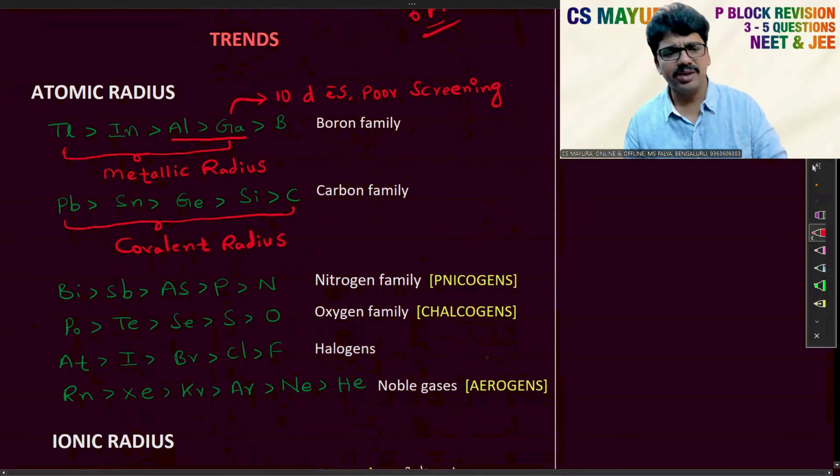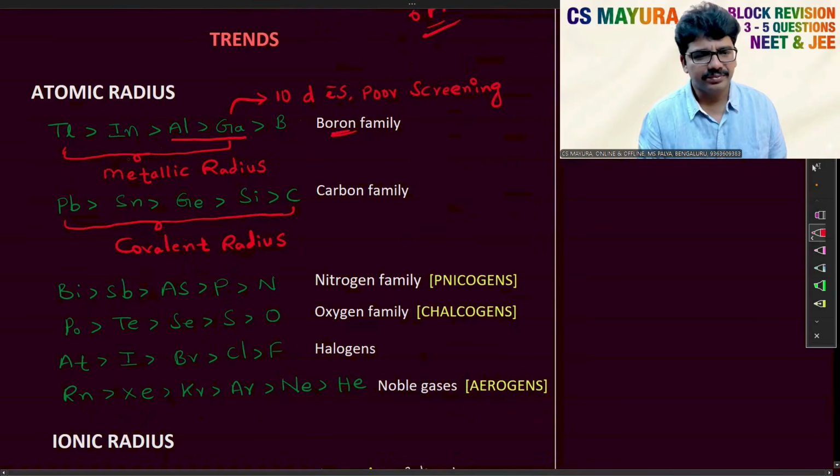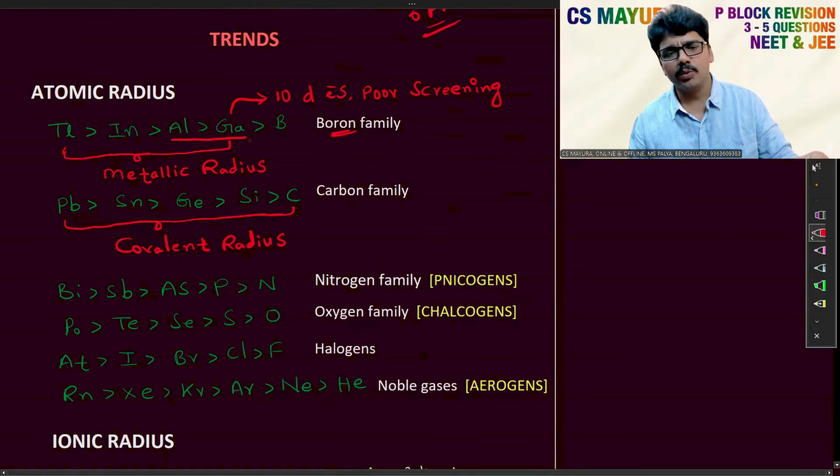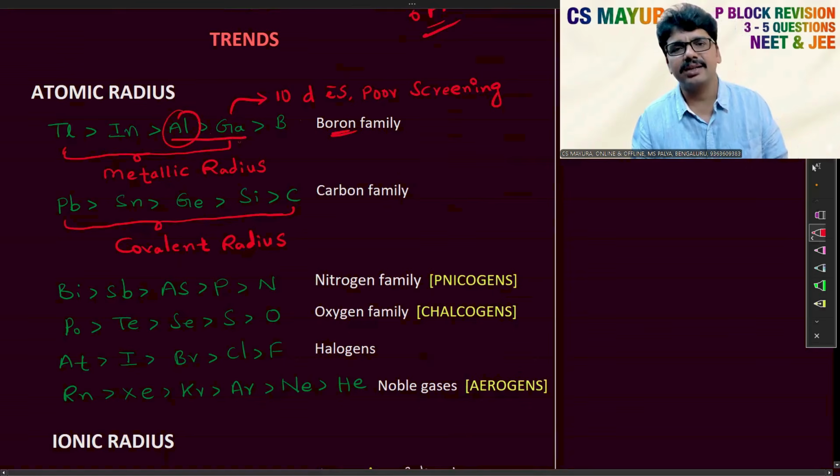So all families' atomic radius is given. Here in the 13th group, the boron family, we expect that down the group atomic radius increases. But what is the exception here? Aluminium, gallium. Aluminium atomic radius is greater than gallium.